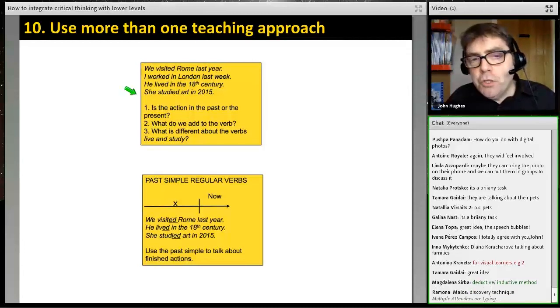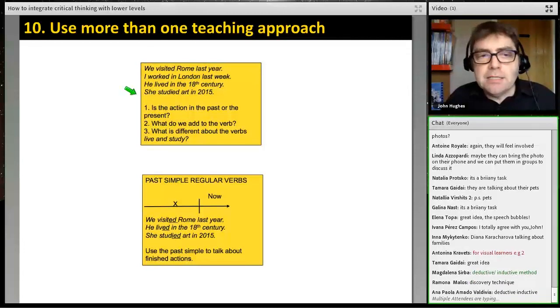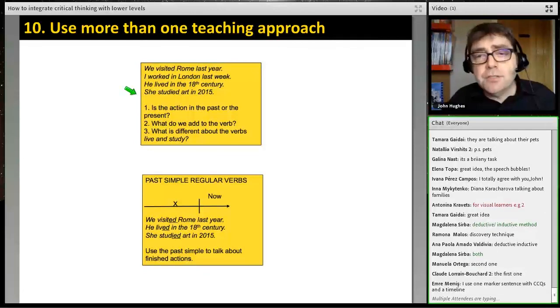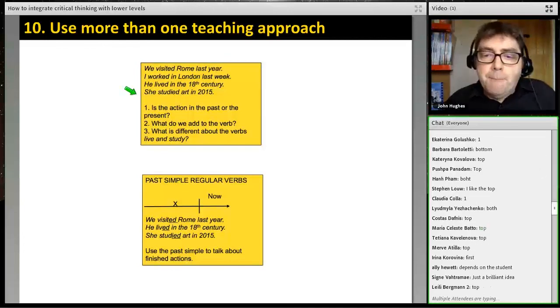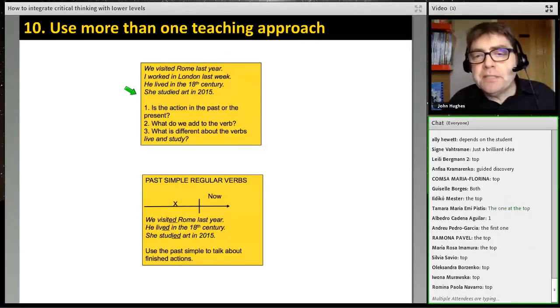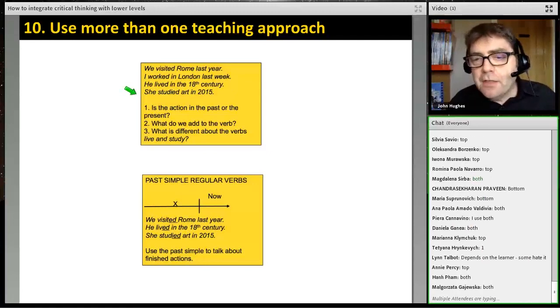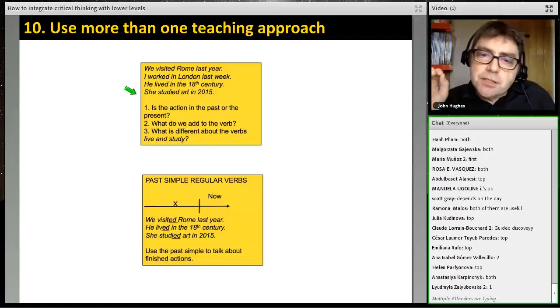Is there one that you prefer more than other as a teacher? Do you like the one at the top or the one at the bottom? There isn't a correct answer here. I'm just asking you. Okay, some people are saying it depends on the student. I think that's a really good answer because some students hate it.